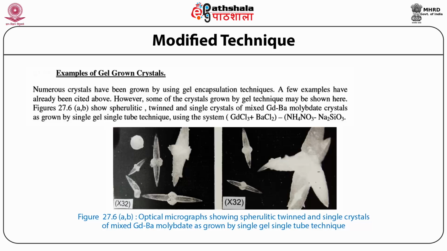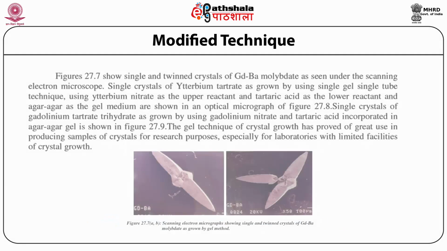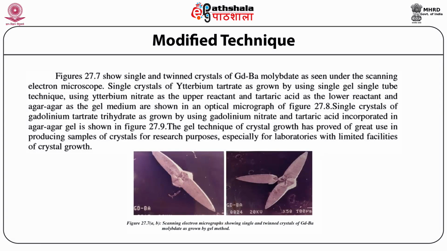Na2SiO3. Figure 27.6 A and B are the optical micrographs which show superlytic, twinned, and single crystals of mixed Gd-Ba molybdate as grown by the single gel, single tube technique. Figure 27.7 shows single and twinned crystals of gadolinium barium molybdate as seen under the scanning electron microscope.